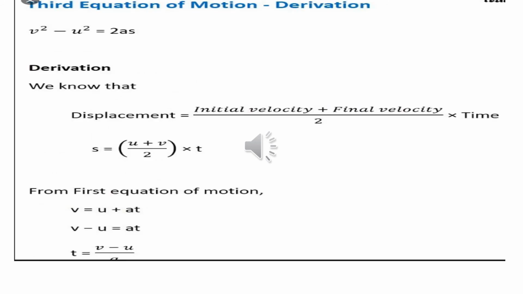Now here comes the third equation of motion, that is v square minus u square is equal to 2as. As we know that the displacement formula is initial velocity plus final velocity divided by 2 multiplied by time, that is s is equal to u plus v upon 2 multiplied by t. And from the first equation we have v is equal to u plus at. If I shift u to the left hand side, it becomes v minus u is equal to at. And if I shift a to the left hand side, I get t is equal to v minus u upon a.